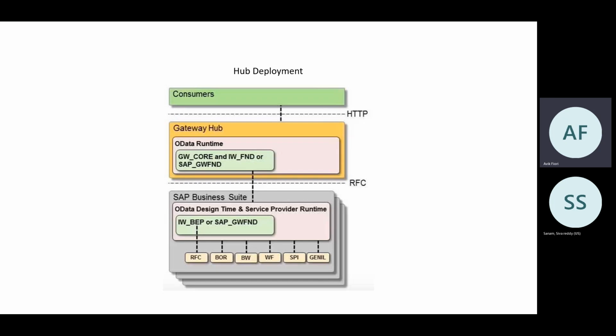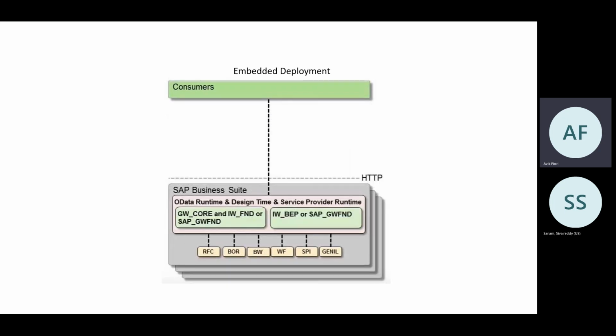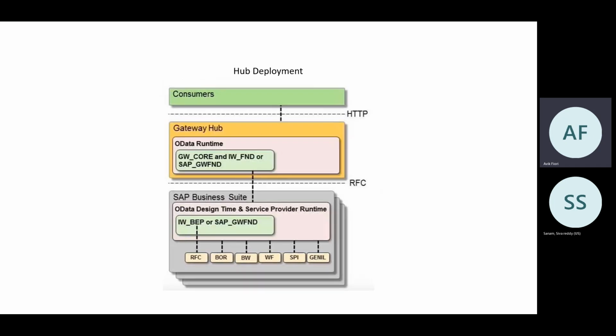We have deployment options which will help us to identify, based on our architecture, where we need to host these OData services. There are two deployment options: one is embedded deployment and the other is hub deployment. First of all, let's see what hub deployment is.